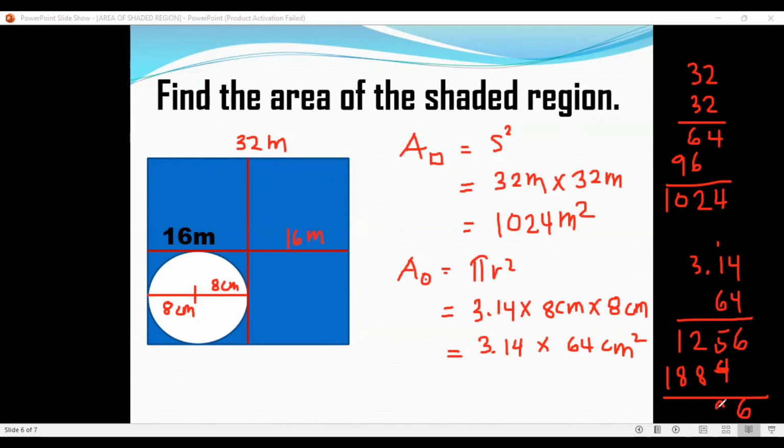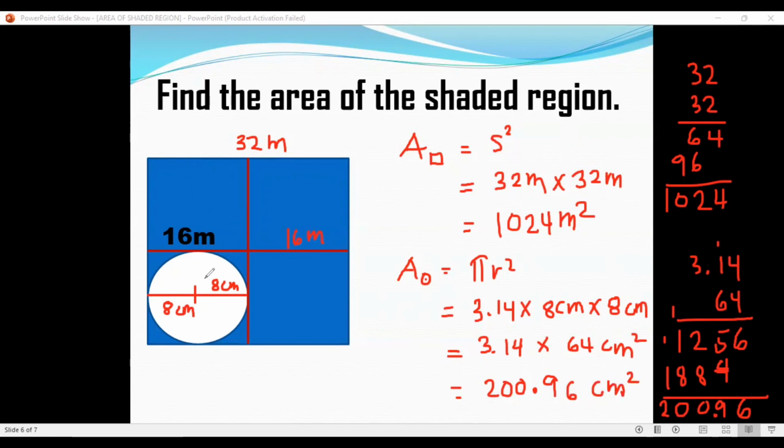Then you have 9. And then you have 10. You have to regroup 1. There another 10. And then 1 and 1 is equal to 2. So again, we have 2 decimal places. Therefore, the answer that we are getting here is 200.96. Okay, and then the unit of measure is cm square.